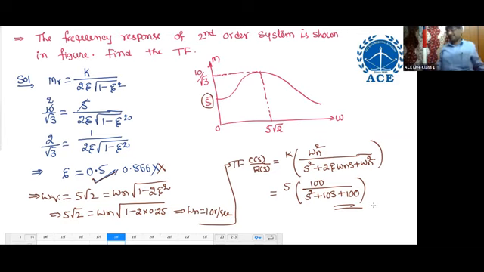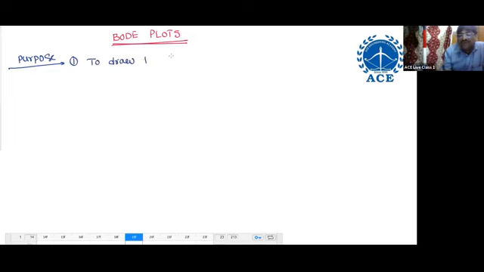Next, we'll start the Bode plots. The first purpose is to draw the frequency response of the open loop transfer function, that is G of s, H of s.